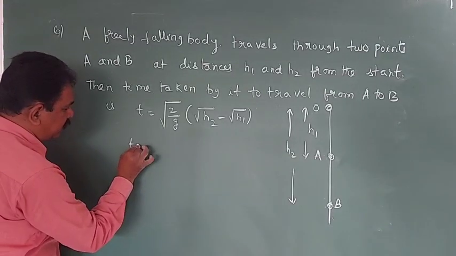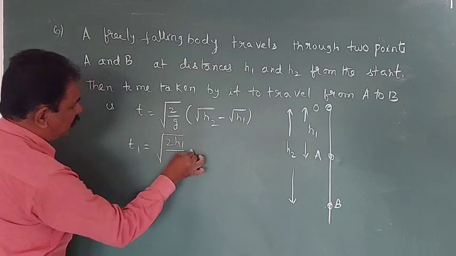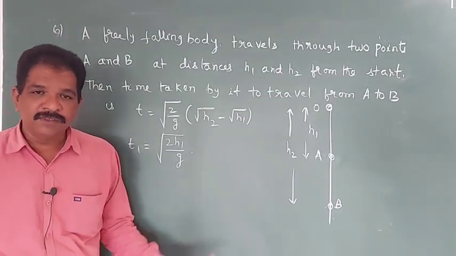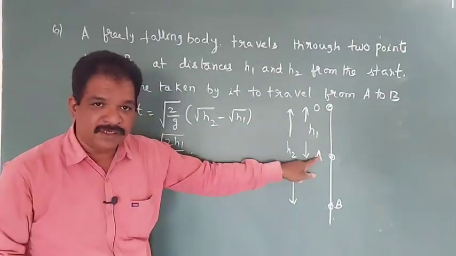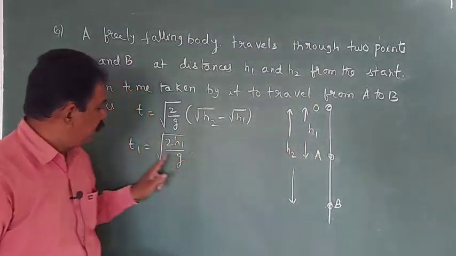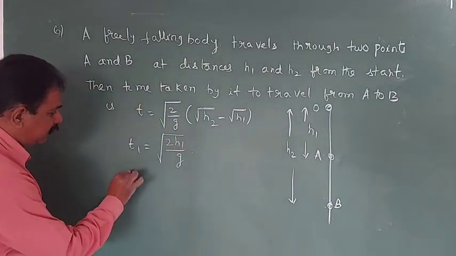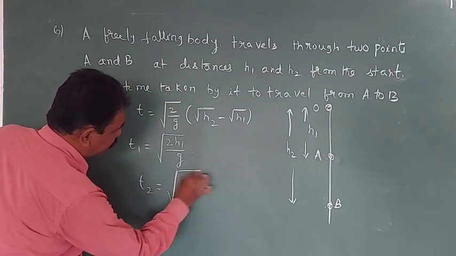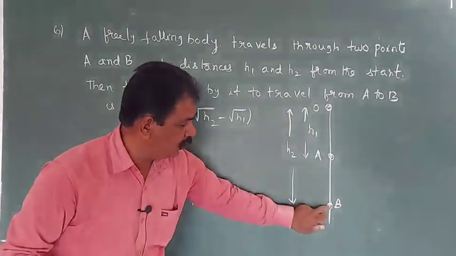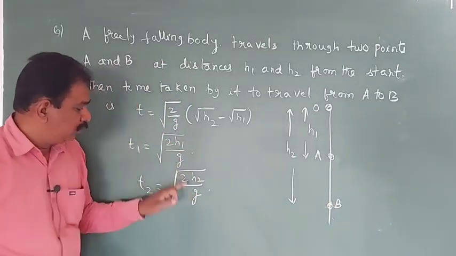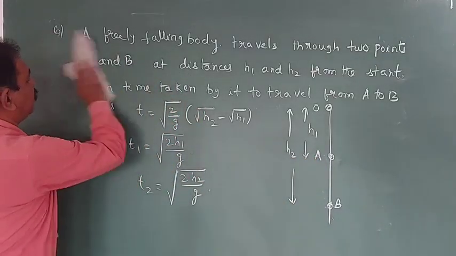Here T1 is equal to the square root of 2H1 by G, freely falling body. Second equation: from here to here, how much time is it taking? Root 2H1 by G. From here to here, how much time is it taking? T2 is equal to root 2H2 by G. Here to here, how much time? Root 2H2 by G. From here to here, A to B.